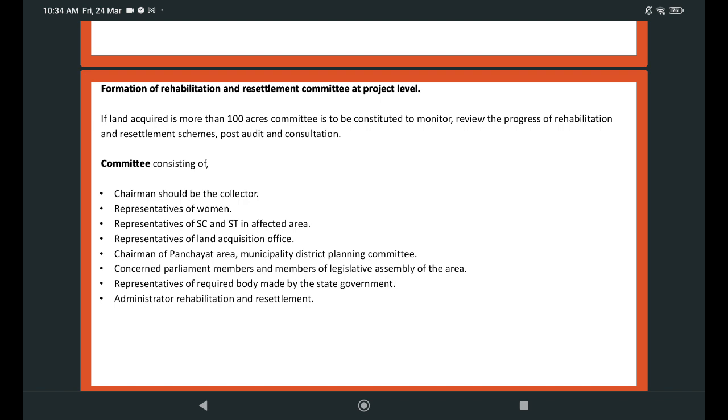Representatives of women, representatives of SC, ST in the affected area, representatives of the land acquisition office, chairman of panchayat area or municipality or district planning committee, concerned parliamentary members and members of legislative assembly of the area, representatives of requiring body made by the state government, and the administrator of rehabilitation and resettlement. All these are members. They will review the progress of rehabilitation and resettlement schemes.